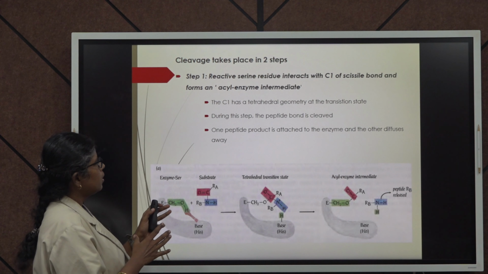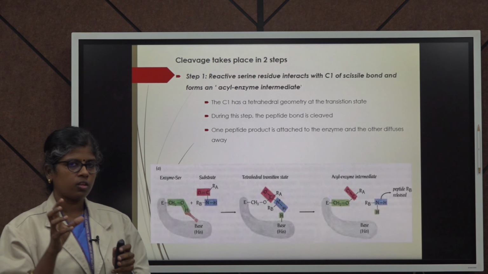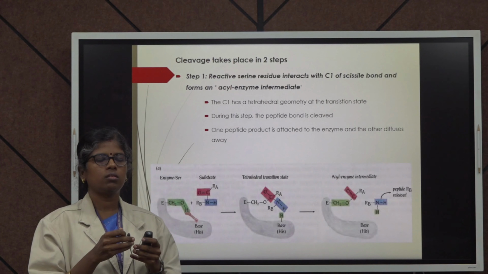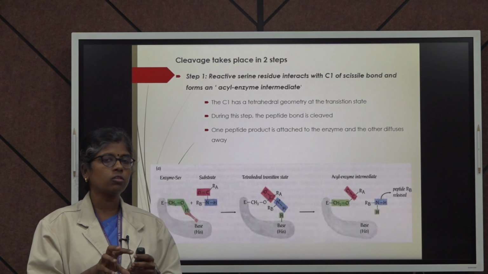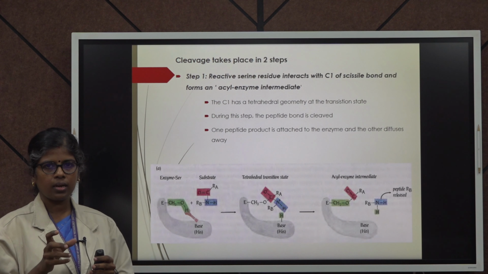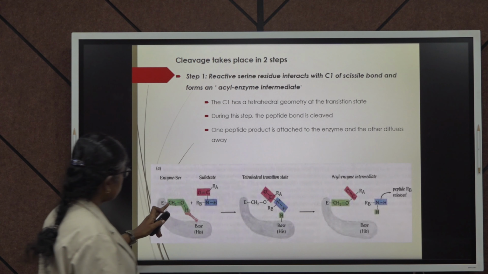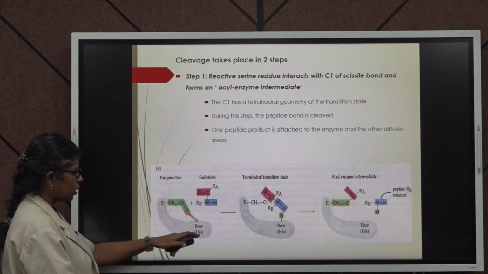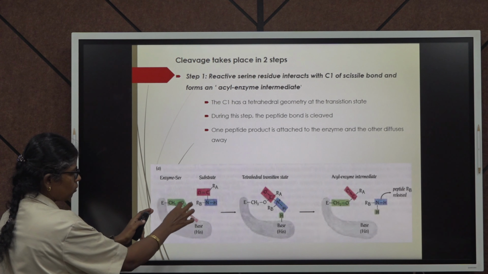In step 1, there is a reactive serine amino acid that is responsible for doing this, and there are amino acids that are importantly present in the active site which are responsible for the function of the particular enzyme. One among them is serine. You can see this serine residue with its side chain, CH2OH, which normally is bound to a histidine that acts as a base capturing this reactive OH group.